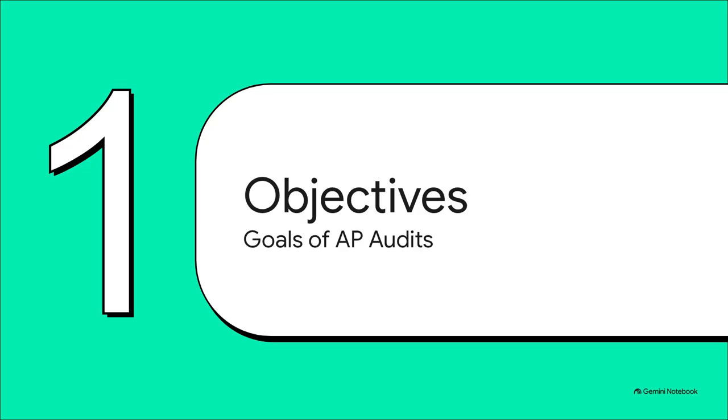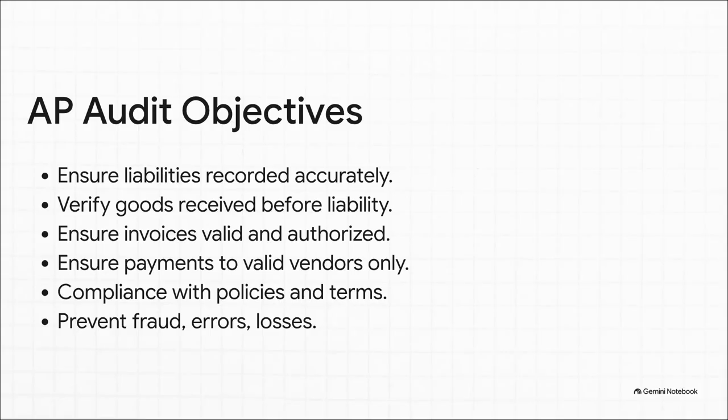Okay, let's start with our first major section. 1. Objectives of AP audits. What are we actually trying to achieve here? Well, we need to ensure liabilities are recorded accurately and completely. We must verify goods or services are received before recording liability. Ensure invoices are valid, accurate, and authorized. Ensure payments are made to valid vendors only. Ensure compliance with policies, contracts, and payment terms. And ultimately prevent fraud, errors, duplicate payments, and losses.